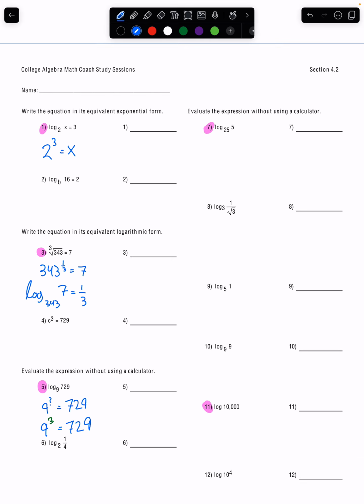Then for number 7, it says evaluate the expression without using a calculator. So doing the same thing that we have here, we'll just rewrite this similar to the previous one. We'll say 25 raised to what equals 5. And the way we can think about this is since 25 is bigger than 5, we know we're going to raise it to a fraction. And this would be like taking the square root of 25 would give us 5. So we'd say 25 raised to the 1/2 power equals 5.